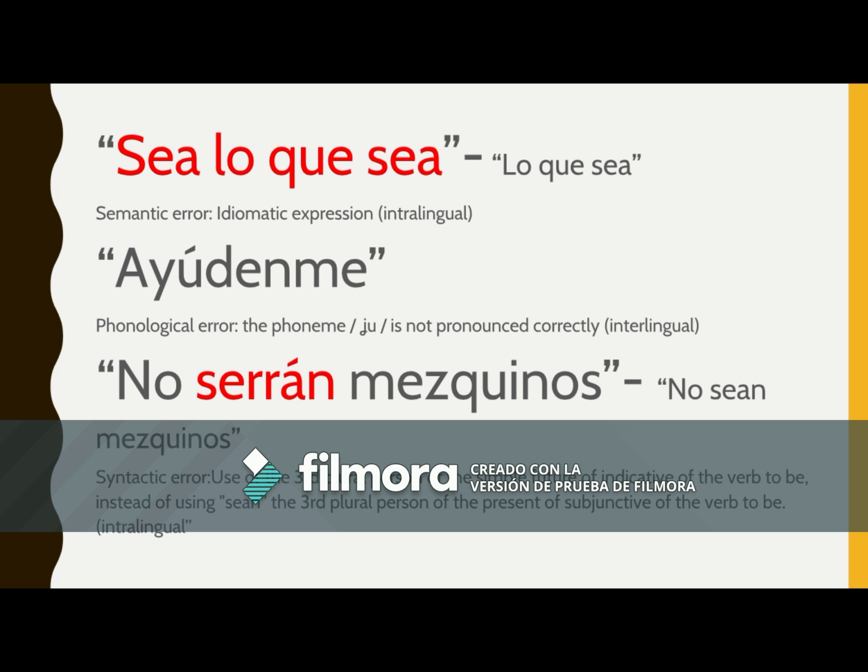Also, she says no serán mezquinos using the third plural person of the simple future of indicative of the verb be instead of using sean, who is the third plural person of the present of subjunctive of the verb be. Finally, you can see her self-monitoring in the minute with 14 seconds.